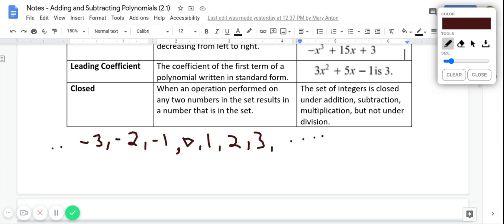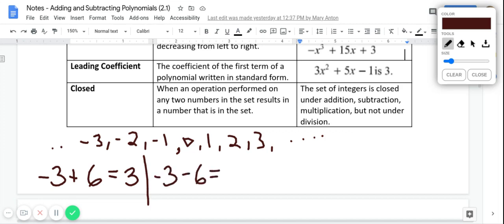So, if it's closed under addition, that means if I take any two integers, like -3 plus 6. I'm picking random numbers here. What's -3 plus 6? Well, that's just 3. So if I add two integers, I get another integer. 3 is an integer. What if I subtract two integers? What if I do -3 minus 6? -3 minus 6 is -9. So I subtracted two integers and I got an integer.